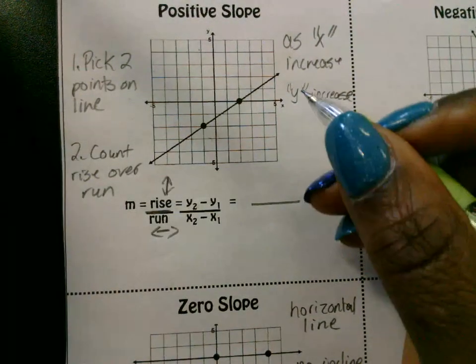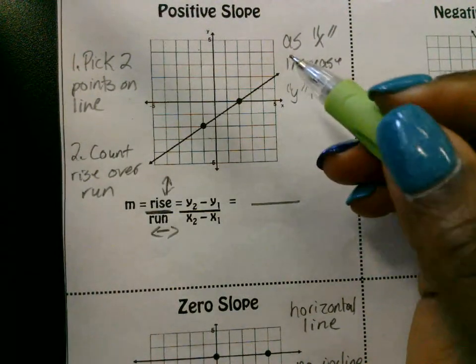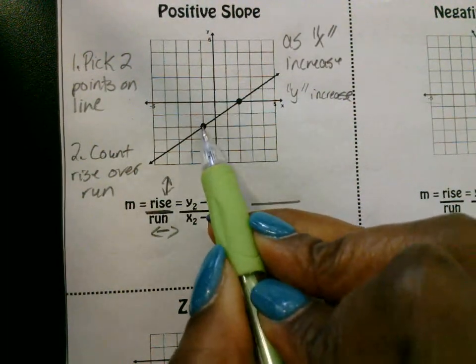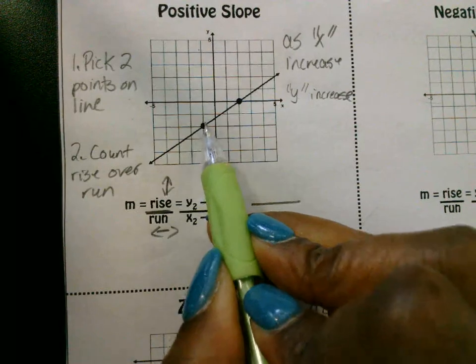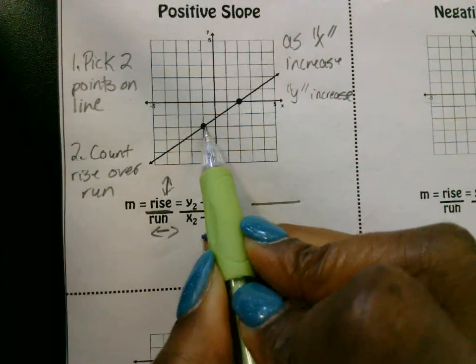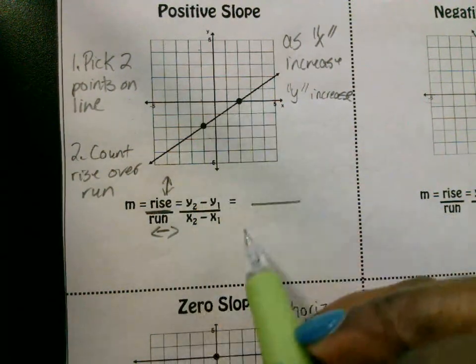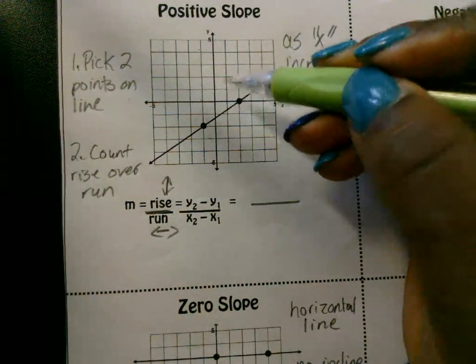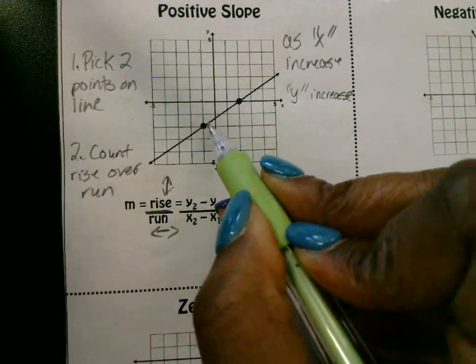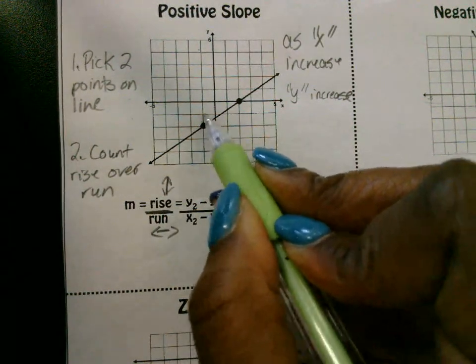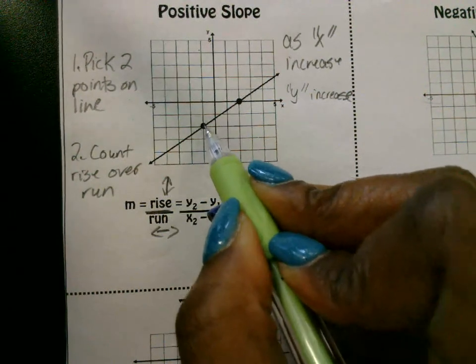So watch me. We're going to count rise over run. It doesn't matter which point I start with. I'm just going to start with this point right here, and I'm going to count using the grid lines. How far do I have to go up and over to get to the second point? Make sure the 2 points that you use, you can read the ordered pair. It doesn't need to be between the lines. You need to be able to read this ordered pair.